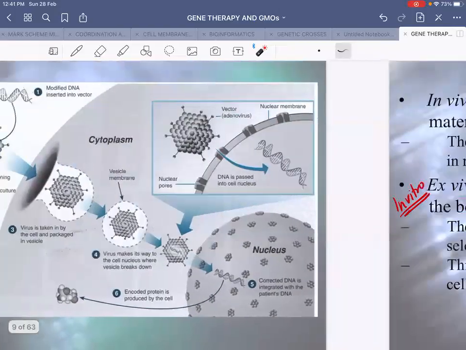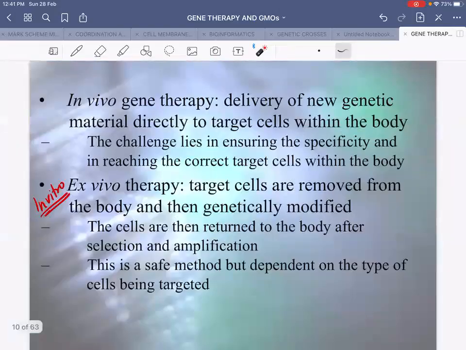There can be two kinds of gene therapy: in vivo gene therapy and ex vivo gene therapy. Ex vivo का दूसरा नाम है in vitro. In vivo means inside the body, in vitro means outside the body. तो हम क्या कर सकते हैं कि we can directly introduce the allele into the target cells of the body, which we do in case of cystic fibrosis.